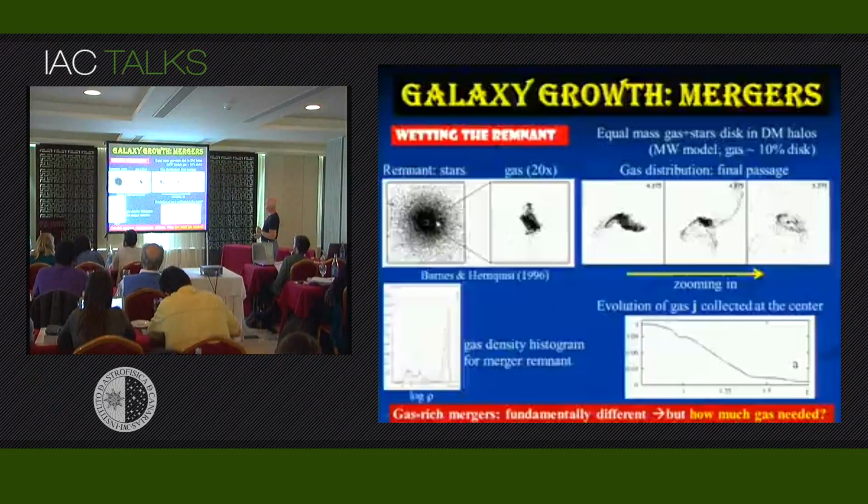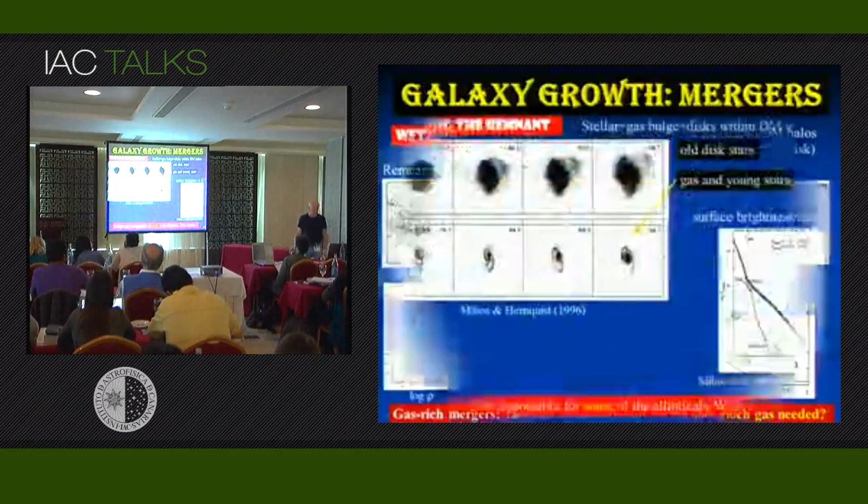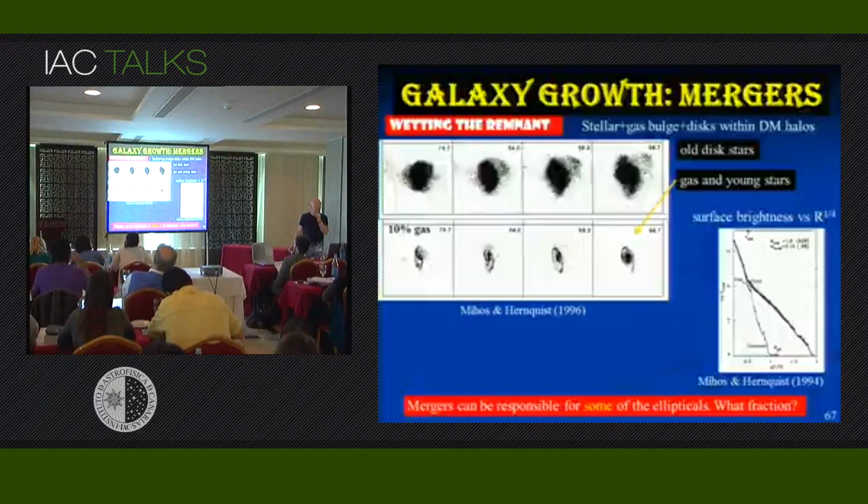What happens if we have dissipative components? Well, here is the example of Milky Way type galaxies with 10% gas and merge. What we have here on the left is the stellar component, and then if you zoom in about a factor of 20, you see the stellar component. Unfortunately, it's black and white because it was done in the mid-90s. Okay, but clearly it shows that the gas is much less tolerant to the merger and falls to the center.